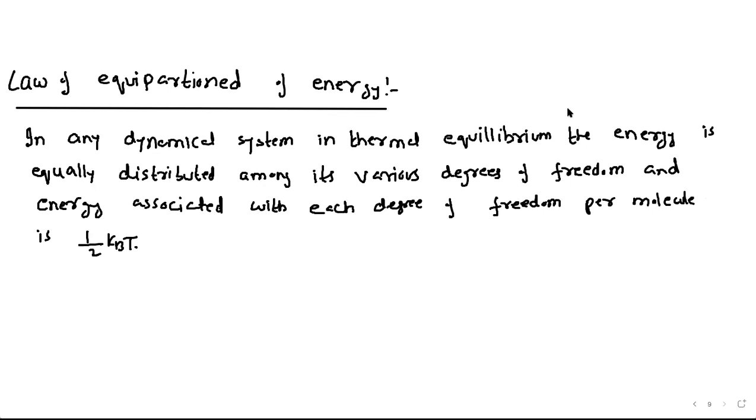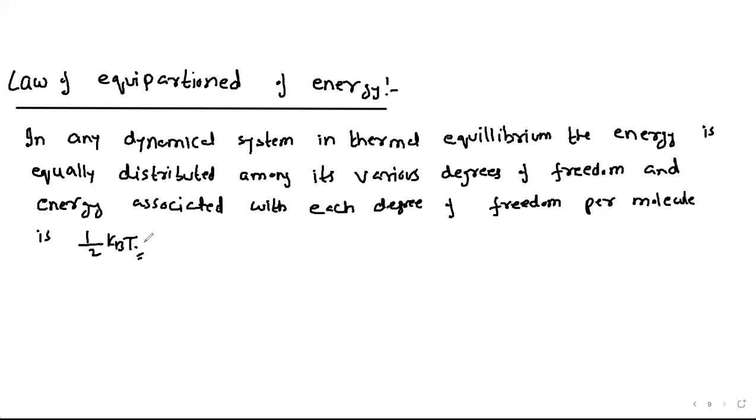Yes, Noor, thermal equilibrium means temperature is constant. If the temperature is constant, then the energy for each degree of freedom will be half kBT, half Boltzmann's constant into temperature. Using this law and the concept of degree of freedom, we will derive the specific heats of different types of gases. Just note it down, then we'll start the calculations for specific heat.